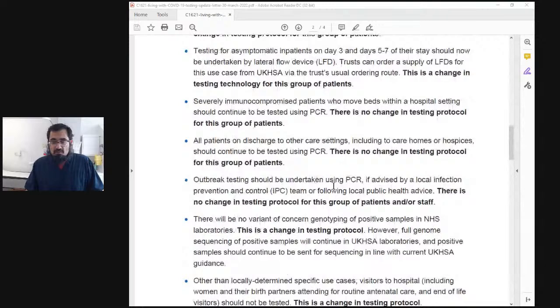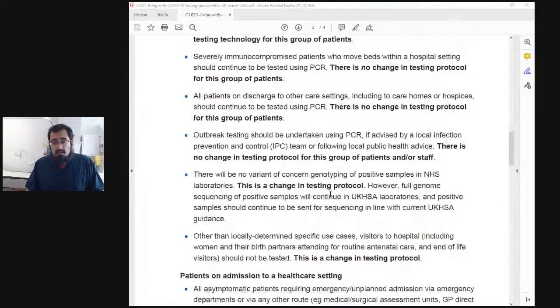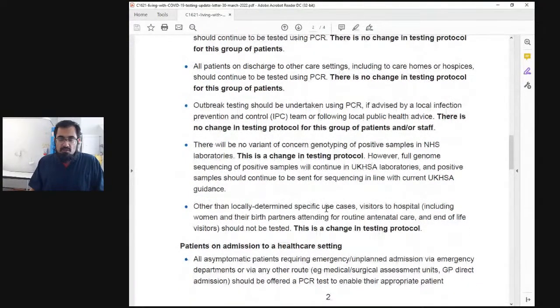So there's no change in terms of outbreak testing using PCR tests, and that's to determine a local infection control team. They are going to stop doing variant testing in a lot of the labs, and this will still be done centrally, but I'm assuming that information is not now going to be shared. So in local labs in the NHS, they're not going to be testing for the actual different types. You won't know whether you've had Omicron or whatever comes after Omicron. It can still be determined locally if there needs to be for specific reasons like health protection.